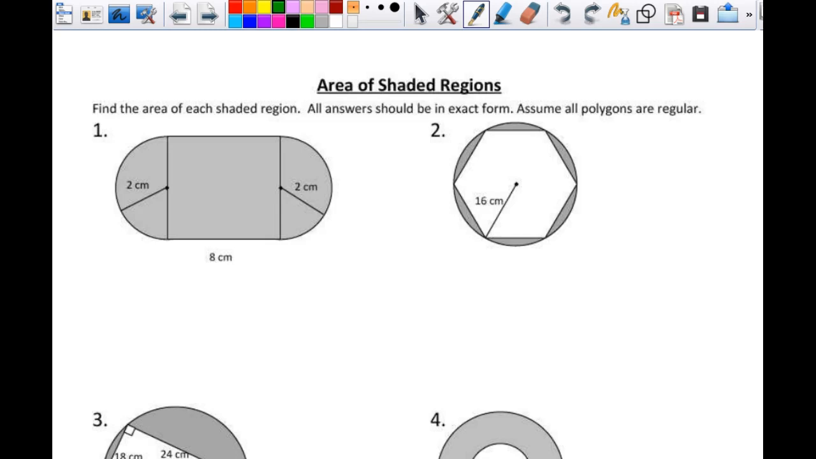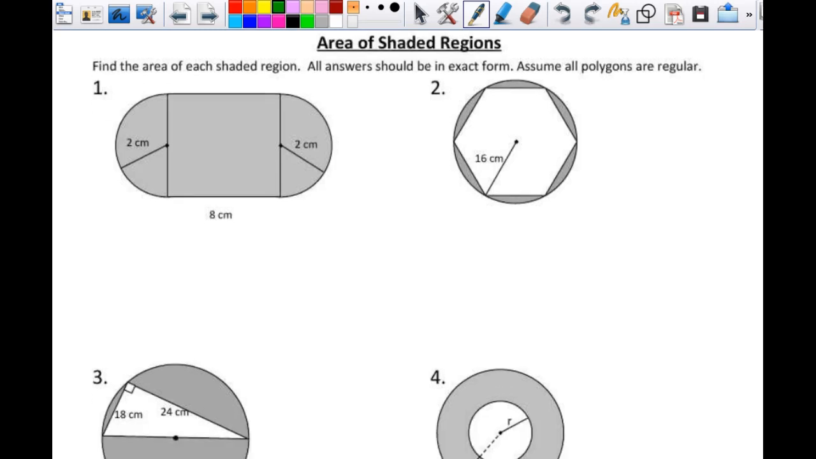So this says find the area of each shaded region. All answers should be in exact form. Assume all polygons are regular. Now, I really should have said assume all polygons are regular unless they clearly are not. Number 3. Look at the triangle in number 3. Is the triangle a regular triangle? No, that's not what I mean by assume that they're regular. It's assume that, like, this doesn't say it's a regular hexagon, but it's a regular hexagon. There's like two things on there that clearly are not regular because of the way they're labeled. But if you're thinking, ooh, I wonder if it is, it probably is, then it is.